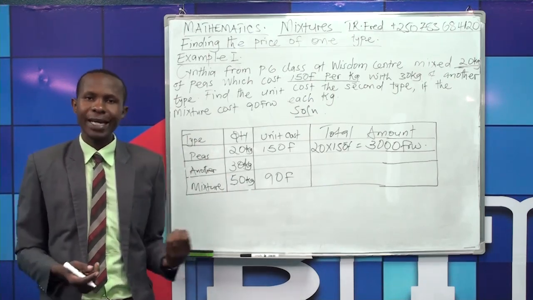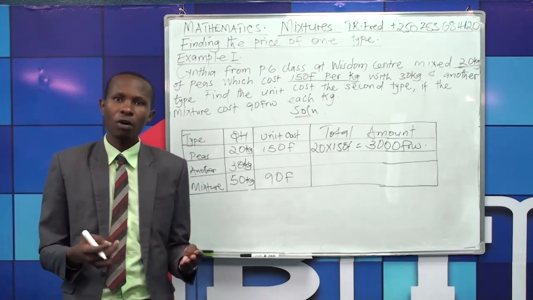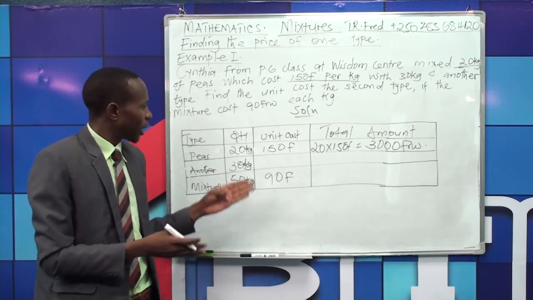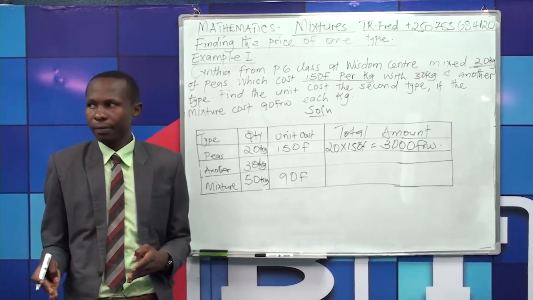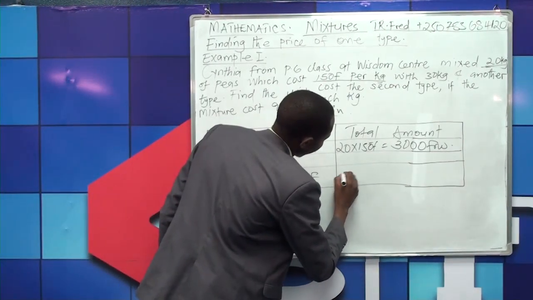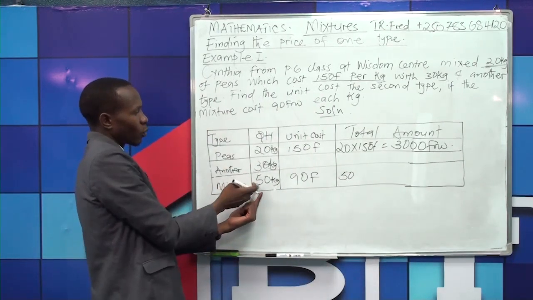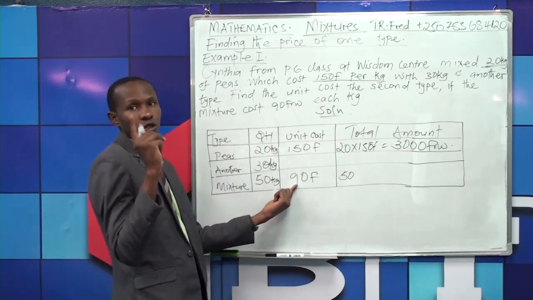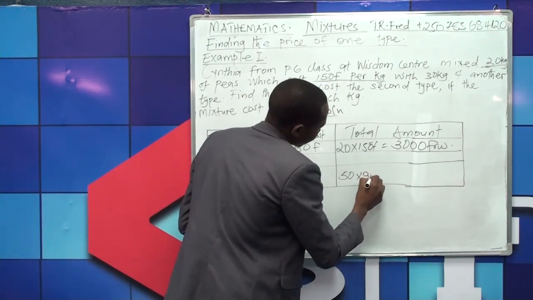For us to find the amount that somebody is required to pay for all the 50 kilograms of the mixture, we shall get the mixture quantity times the unit cost of a mixture. Then there we shall come out with 50 as the quantity of a mixture. So we shall get this 50 times the amount that you spent on 1 kilogram. So we shall multiply by 90 francs.